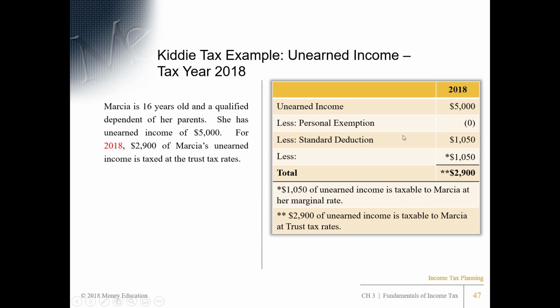Another example. Marcia is 16 and a qualified dependent of her parents. She has unearned income of $5,000. For 2019, $2,900 of her unearned income is taxed at trust tax rates. Because she has no earned income, she just gets the standard deduction of $1,050 and the amount taxed at her personal tax rate, which leaves $2,900 taxed at trust tax rates.